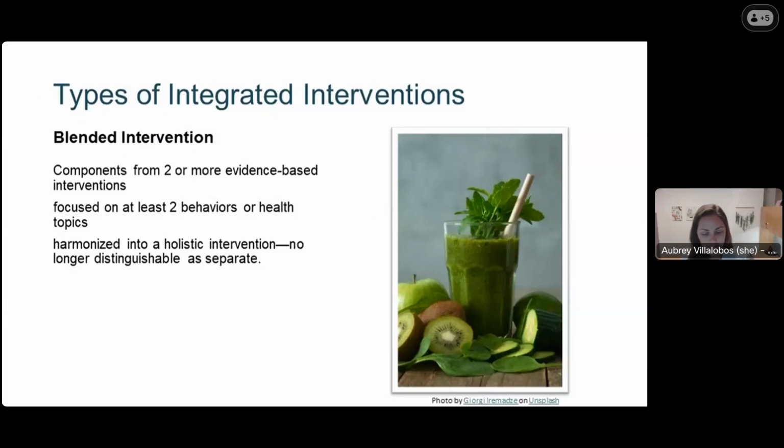Next slide, please. So the first is a blended intervention. A blended intervention includes components from two or more evidence-based interventions, is focused on at least two behaviors or health topics, and is harmonized into a holistic intervention that is really no longer distinguishable as separate. The blended intervention aims to have enhanced implementation, client, service, behavior, or health outcomes compared to delivery of the original interventions separately. The components of a blended intervention are delivered in the same manner. And in the literature, some have used this term of systematic braiding as a way to construct blended interventions. So I like to think about them as smoothies.